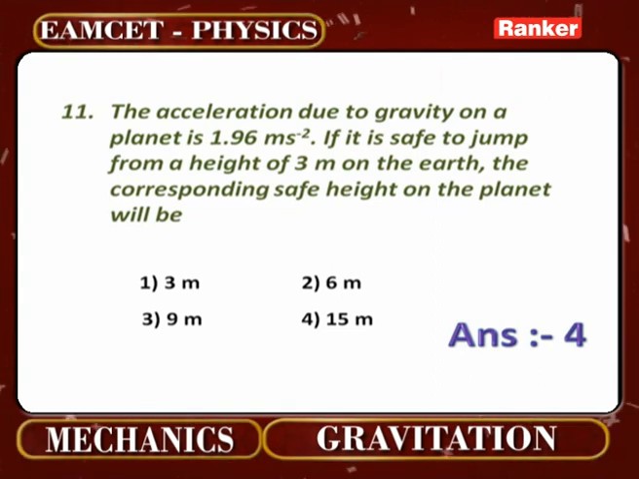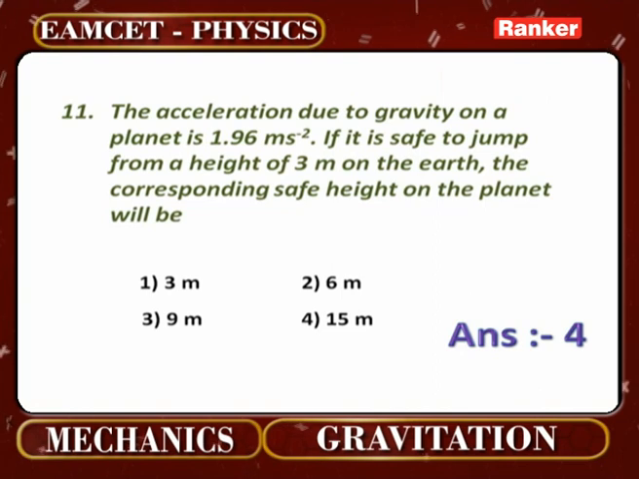Out of that, g and h must be constant. That means every body, whatever is reaching the planet or the ground on the earth, that g into h must be constant. This is the condition for safe height. So automatically you can understand h is inversely proportional to g. Therefore, h1 by h2 is equal to g2 by g1.